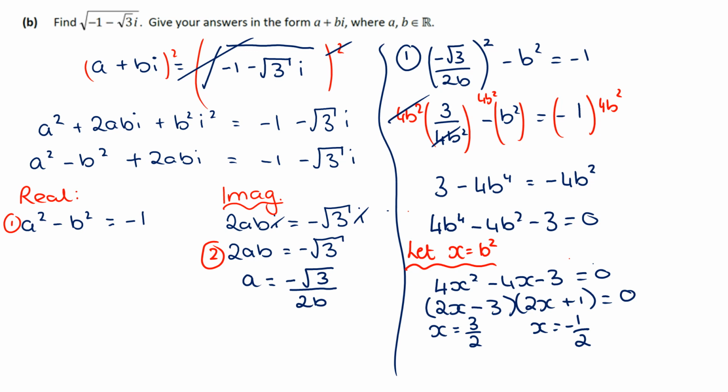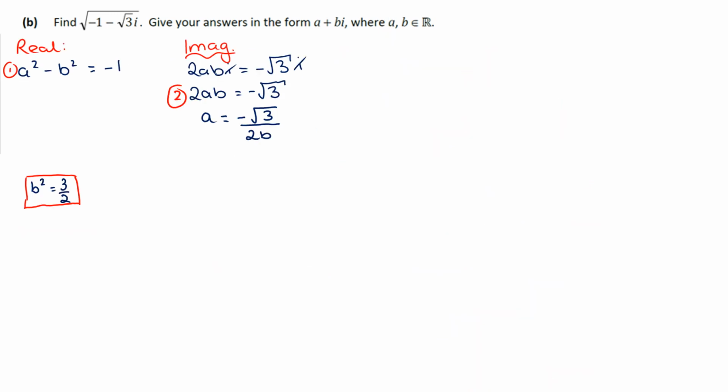So then what we want to be able to do is work out what b is. x is actually b squared. So that gives me b squared is equal to minus a half. Now remember, a and b are real numbers. So when I square root this, I'm going to get an error. So my focus is on this one here. So b squared is equal to 3 over 2. I'm just going to clear the screen. So b squared is equal to 3 over 2. Therefore, b is equal to plus or minus the square root of 3 over 2.